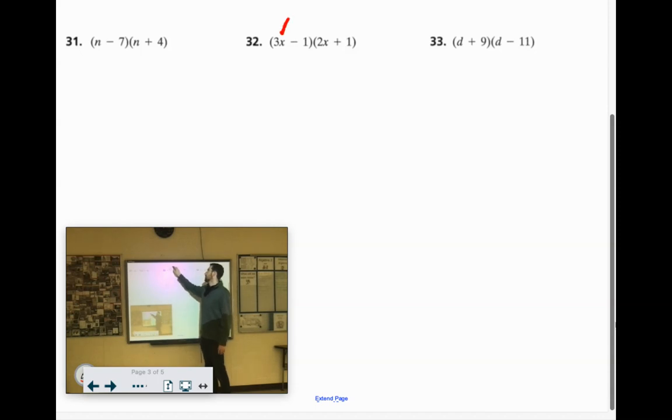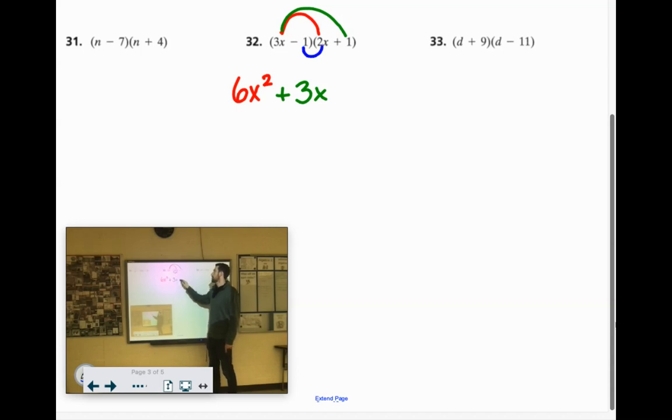So we're going to multiply the first in each set of parentheses. 3x times 2x would be 6x squared. Then we do the outermost ones. That would be 3x and 1. 3x times positive 1 is 3x. Then we do the innermost ones, which would be negative 1 times 2x. That would give us negative 2x. And then we do the last ones in each parentheses. So that would be negative 1 times positive 1, which would give us negative 1.